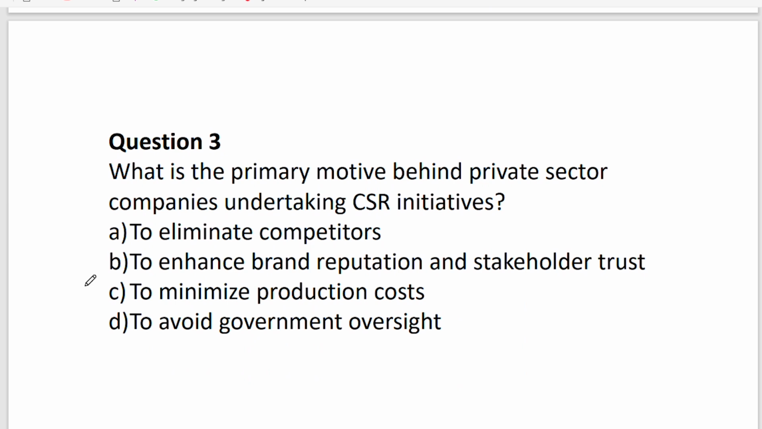What is the primary motive behind private sector companies undertaking CSR initiatives? The corporate social responsibility. Why do they do that? Well, because they want to eliminate competitors by doing CSR, right? So they decide to plant trees to get rid of their competitors. That's why you chose A. Then I didn't choose A. B, to enhance brand reputation and stakeholder trust. C, to minimize production costs. And D, to avoid government oversight, because if it looks like we're planting trees, the government won't bother us. The answer is that they're just trying to enhance their brand reputation and gain the trust of the people, the stakeholders in those organizations.